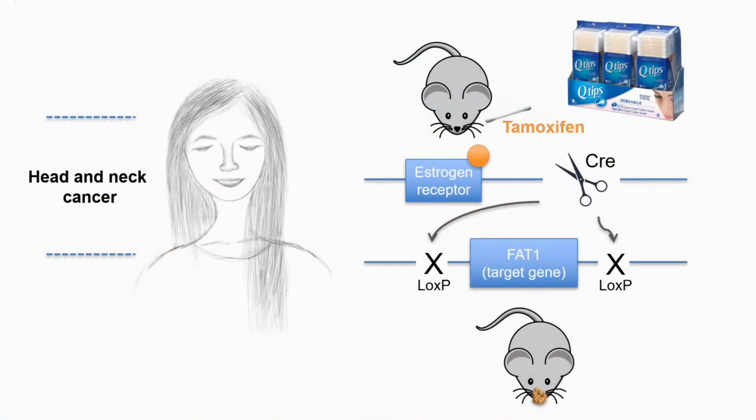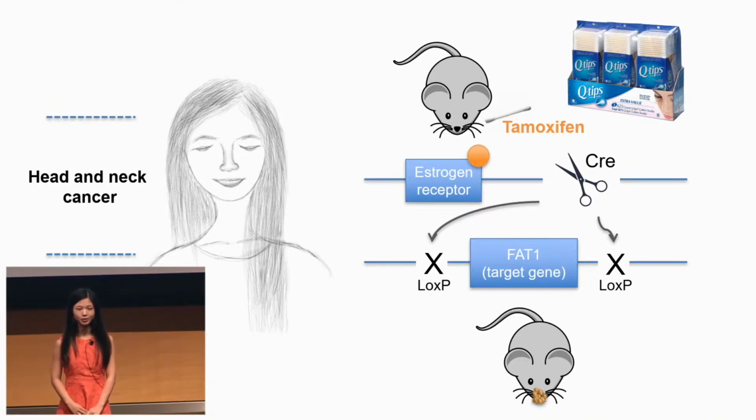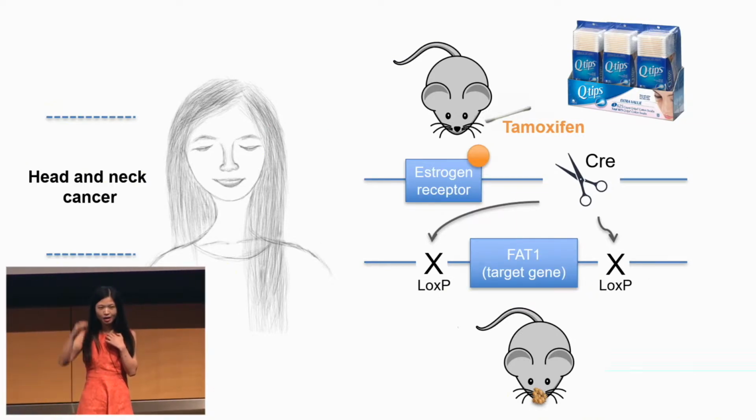When we talk about head and neck tumors, we're talking about tumors occurring above the clavicles, but not including the brain. So essentially, the organs responsible for speech, swallowing, and facial expression. That's why understanding the development of head and neck tumors is very important.